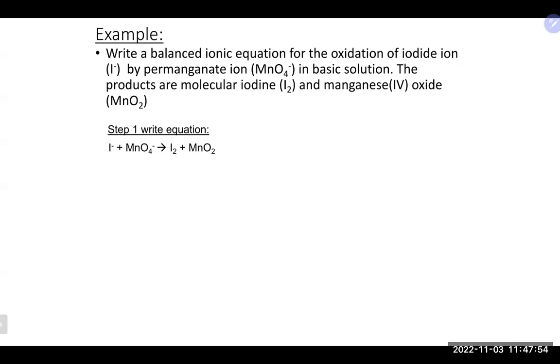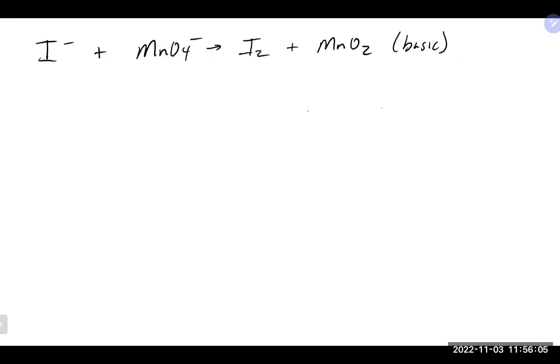So take a few moments or more to balance this up. Remember that when you balance these equations and it's all said and done, it needs to be balanced basically two ways, like a normal equation, the same number of elements on both sides, and it also needs to have the same overall charge.